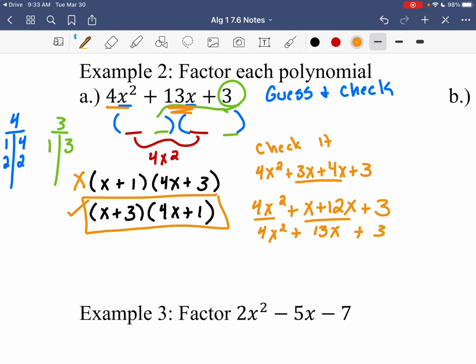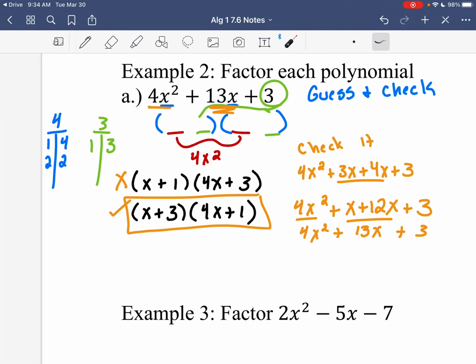We can stop. Now, if it wouldn't have worked, I would have needed to try something else. We tried all the combinations of 1 and 4 and 1 and 3. So then I would have had to jump to the 2 and 2 for the 4 instead. So again, we're just checking. One person may factor this and have to do like 6 or 7 tries before they finally get one that works. Somebody might have found it first chance out. So it just kind of all depends.